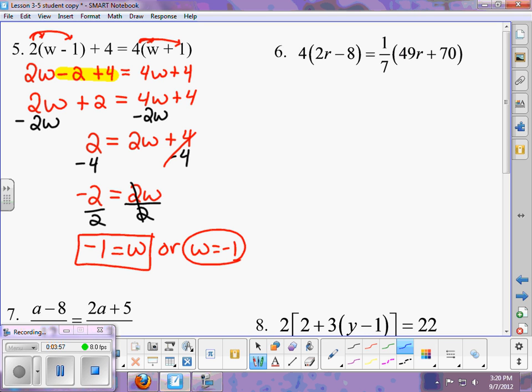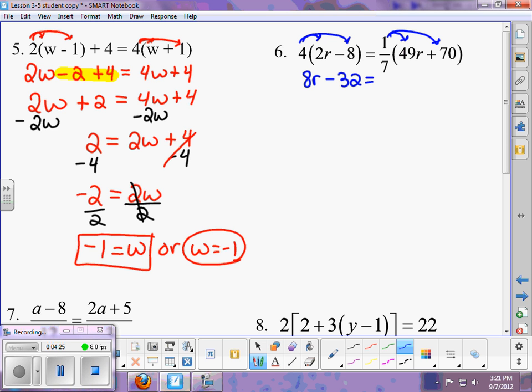Let's go through the same steps again on number 6. Distribute the 4. 4 times 2r is 8r. Minus 4 times 8 would be 32. Next, we have a 1/7 to distribute. We need to do 1/7 times 49r.